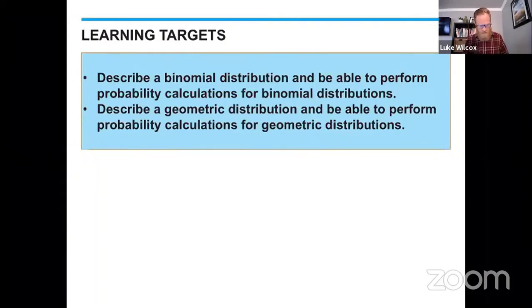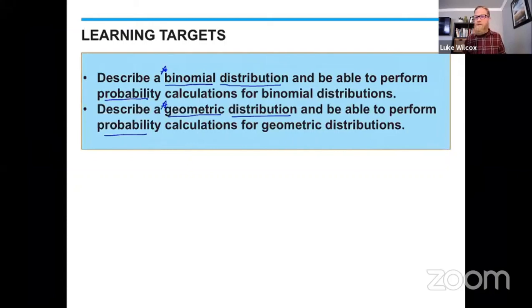The first one says, describe a binomial distribution and be able to perform probability calculations for binomial distributions. And then the second learning target is just a parallel learning target. It looks almost the same as the first one, but now we're talking about geometric distributions. And once again, we need to be able to do probability calculations. So we're still under the general umbrella of probability, much of the stuff that you talked about yesterday with Mr. Murphy, but very specifically today, we're going to be talking about the binomial distribution and the geometric distribution.